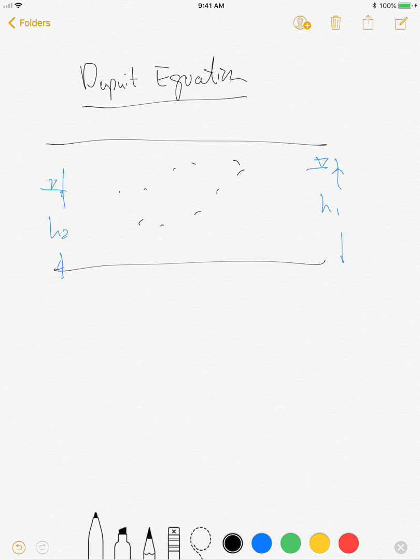We'll say that this is the bottom of the aquifer. Sometimes we use this to indicate that this might be clay, and then the little dots indicate that this might be sand. So the sand would be the aquifer, and we've got water flowing from point 1 over to point 2.